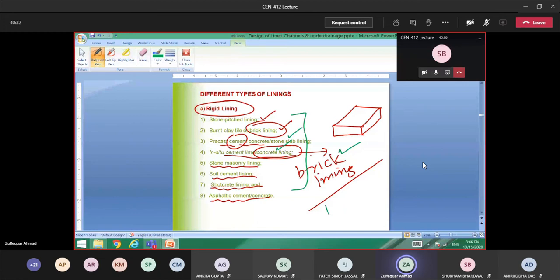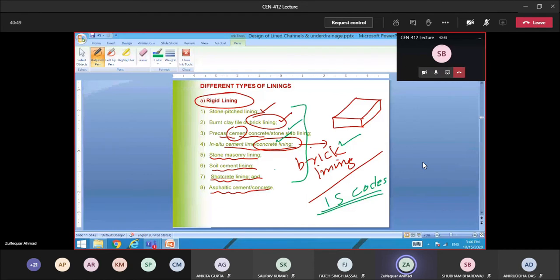And you have the IS code for each type of lining, so further you can read from the IS code. In general, that is required once you are designing some structure, and then you have to see the specification. If you have any question, please let me know.